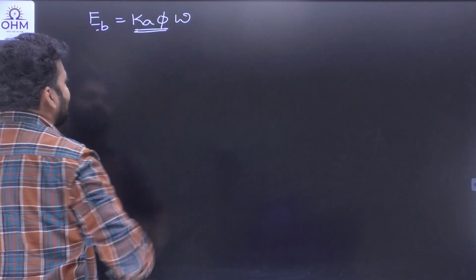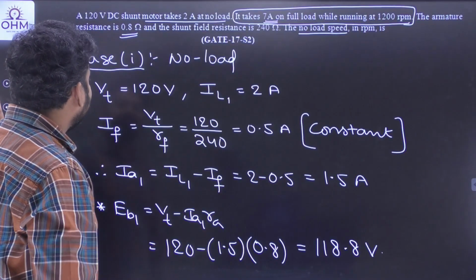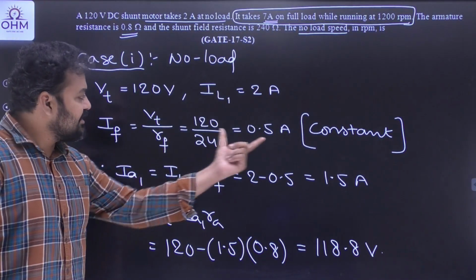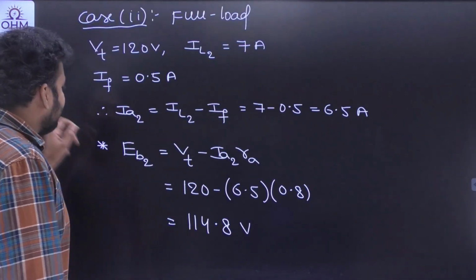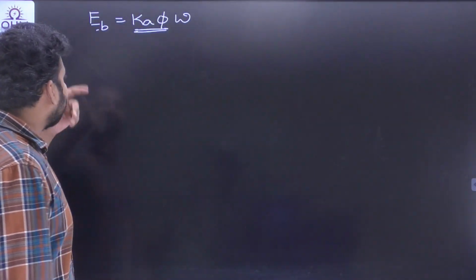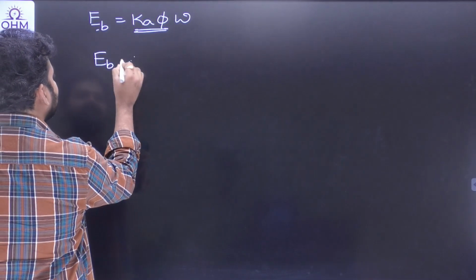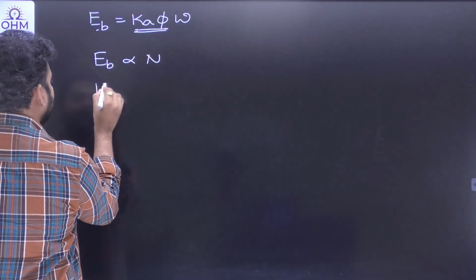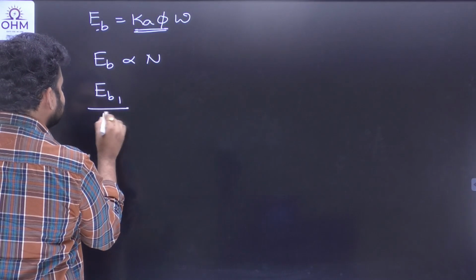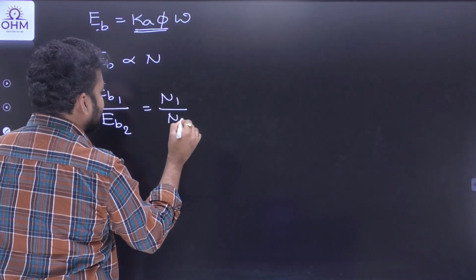And here flux is a constant value, guys. Very important. Why is flux a constant value? Because field current is constant. See, first case field current 0.5. Even the second case also field current 0.5. As the field current is constant, definitely flux is also constant. That means back EMF is directly proportional to speed only. So first case back EMF by second case back EMF is equal to first case speed by second case speed.